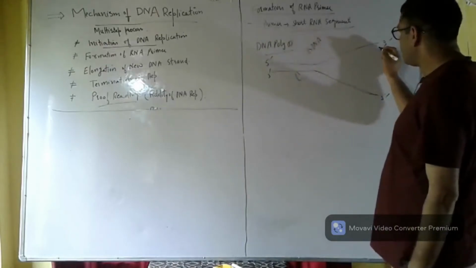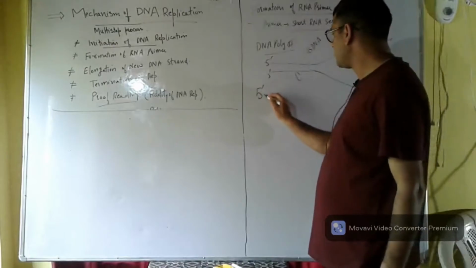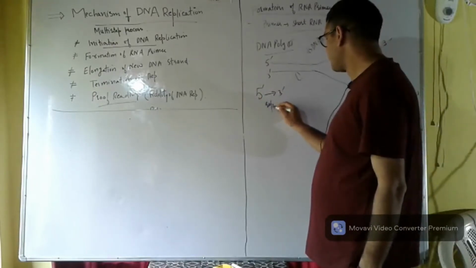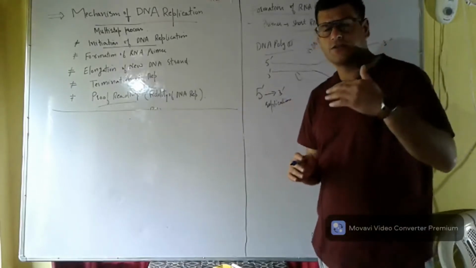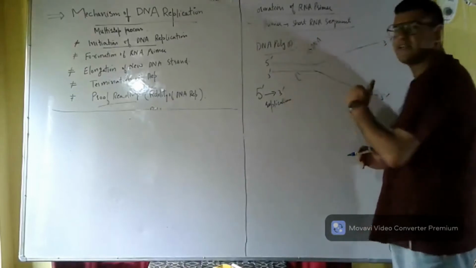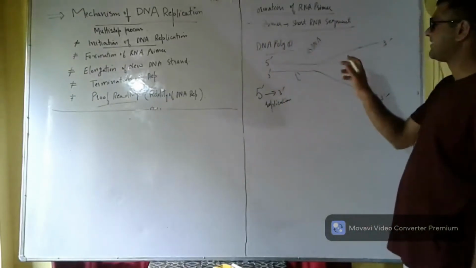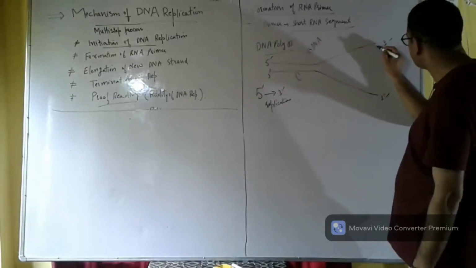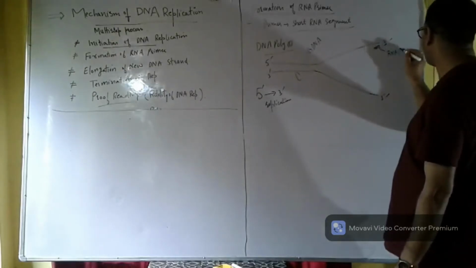Now, DNA replication always takes place in the 5' to 3' direction. This is the direction of replication. That means DNA polymerase adds deoxyribonucleotides to the 3' end. Now, this DNA polymerase cannot initiate the DNA synthesis. A short stretch of RNA is formed here. This is the RNA primer.